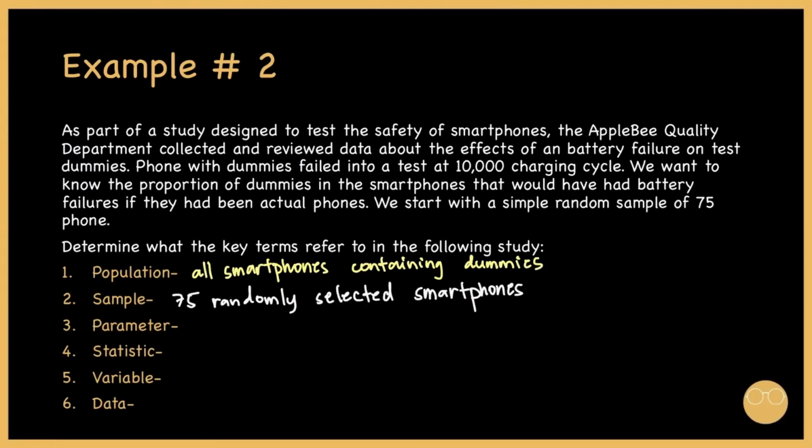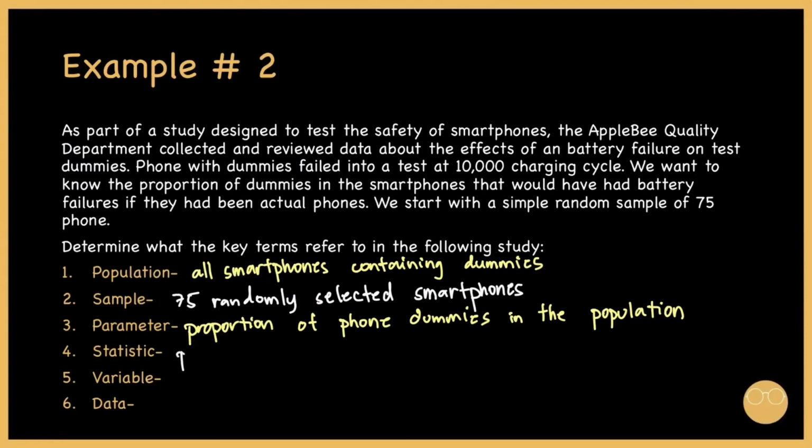Then for the parameter, since we are talking about the population, we will get the proportion of phone dummies in the population. For the statistic, we will get the proportion of smartphones in the sample. In this case, the parameter will be represented again by the sign mu, and the statistic will be represented by the X bar. And the statistic, the proportion of the smartphones, will be coming from the 75 randomly selected smartphones.